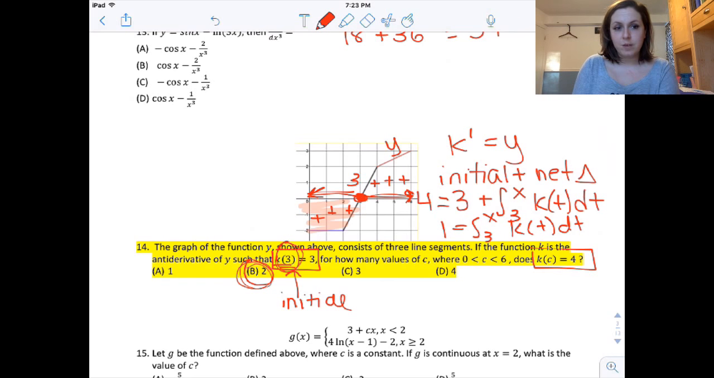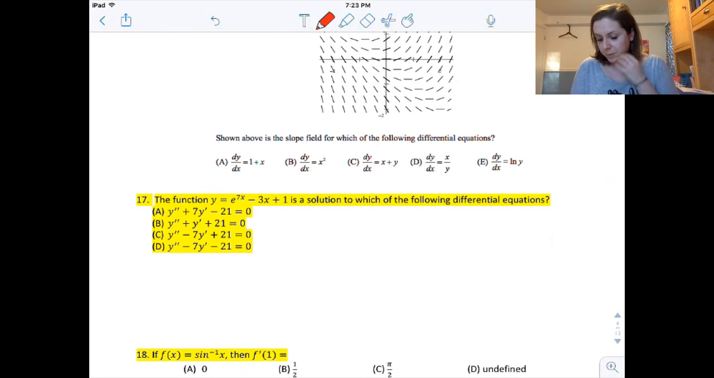Okay. Keep sending questions if you still have them. All right, slope fields we're pretty good on. Number 17 is wacky. Number 17 looks wacky.